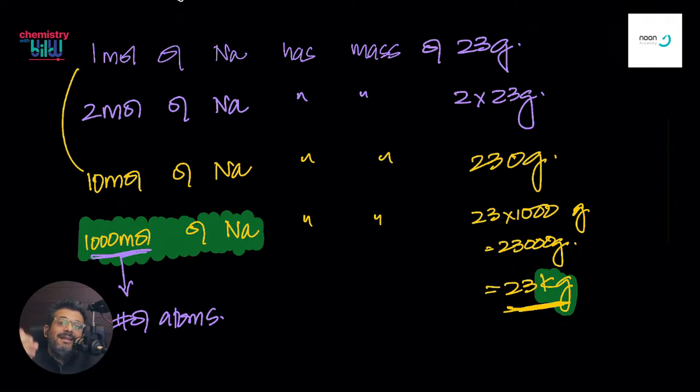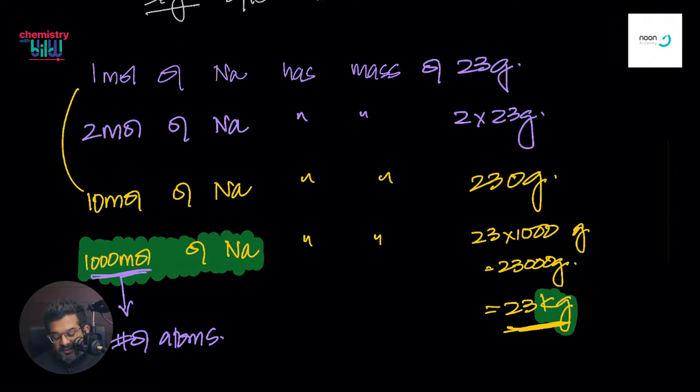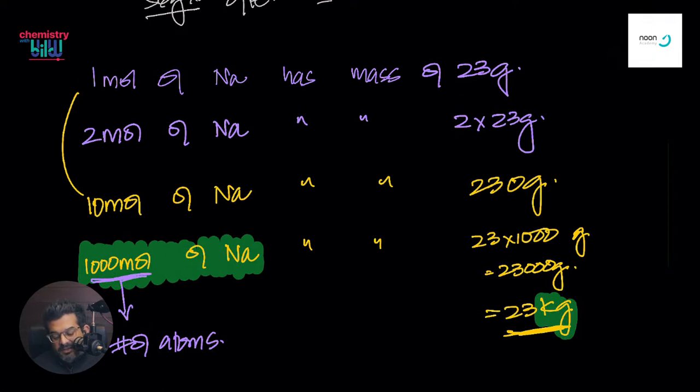But how many atoms will 1,000 moles have? If I ever speak in Urdu, I'll also speak in English right after or before. So if you don't understand one language, you can ignore that, because I'm going to repeat it in English also. So 1,000 moles is how many atoms? Anybody? Because 1 mole is how many atoms? Can somebody tell me 1 mole is how many atoms?